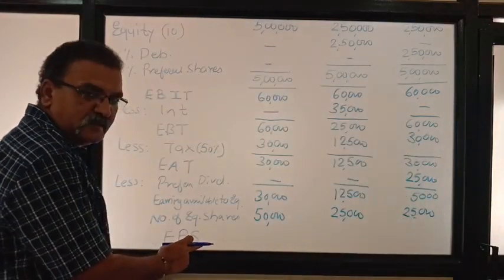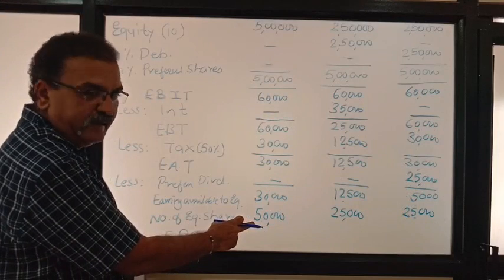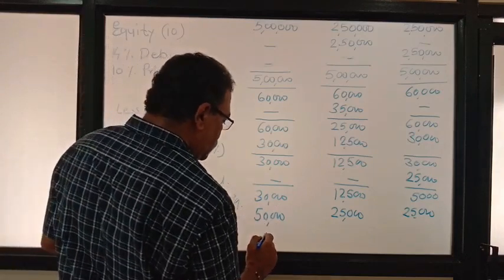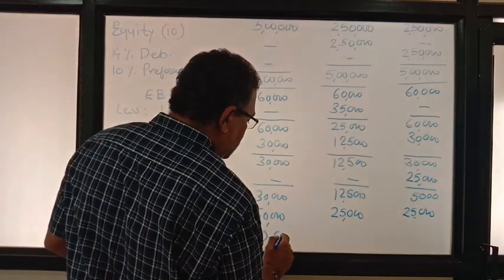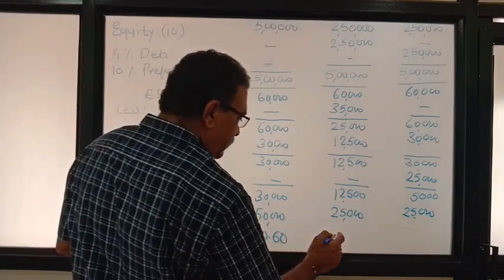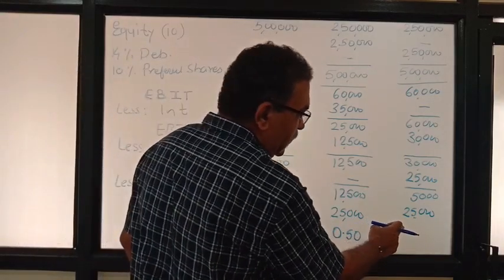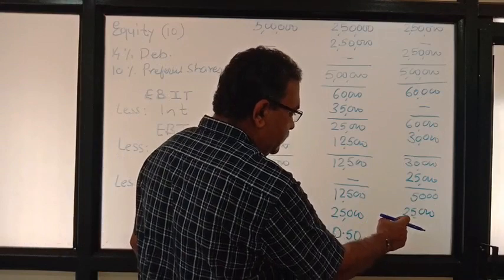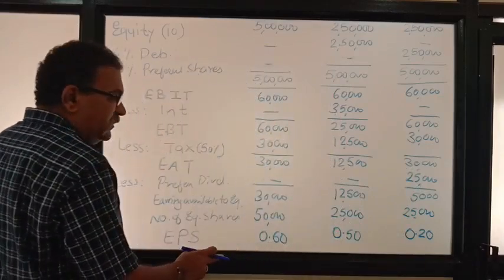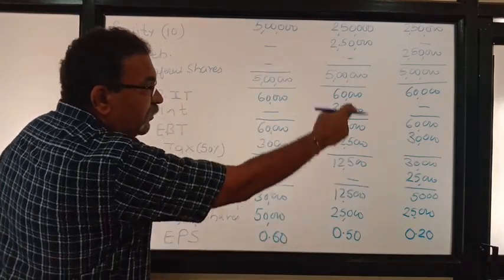Now next is EPS. How to calculate EPS? Earnings available to equity shareholders divided by the number of equity shares. So under option 1, 30,000 divided by 50,000 comes to 0.6, that means 60 paisa. Option 2, 12,500 divided by 25,000 comes to 0.5, meaning 50 paisa earning per share. And now option 3, 5,000 divided by 25,000 comes to 0.2, which means 20 paisa. So EPS under all 3 options: option 1 60 paisa, option 2 50 paisa and option 3 20 paisa.